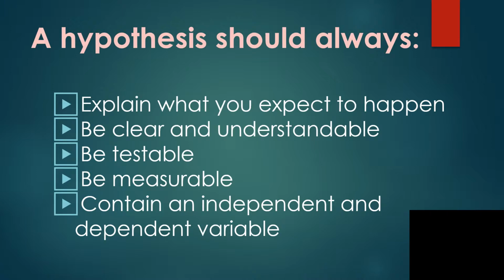Your hypothesis should always explain what you expect to happen. It should always be clear and understandable. It should be something that's testable and measurable. So remember when we talked about quantitative and qualitative, when we're talking about a hypothesis, a good hypothesis is something that you can go ahead and measure. So it should be quantitative. And it contains an independent and a dependent variable. So what you're actually going to vary and what you're going to go ahead and measure.